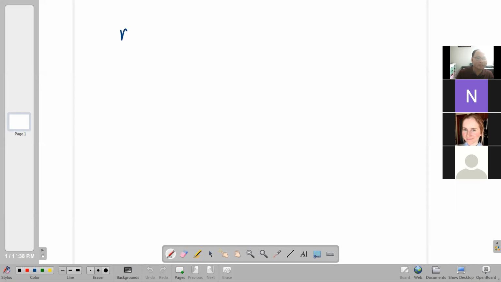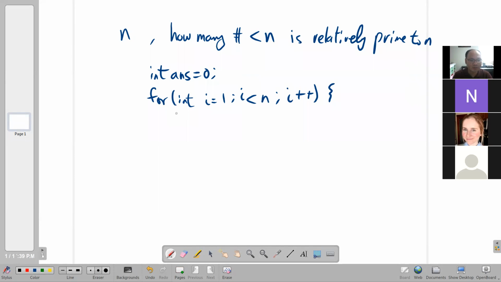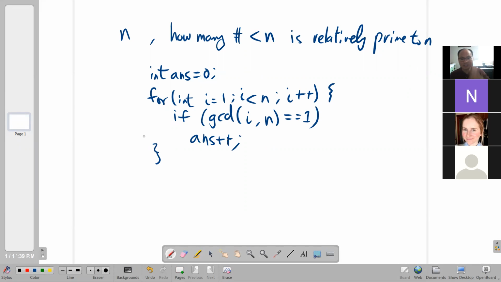Okay, so now you might ask, what about this problem? The problem says, given n, how many numbers less than n are relatively prime to n? Here's a simple way of doing it. For int i equal to 1, i less than n, i plus plus. You don't have to check n because it's guaranteed to not be relatively prime with itself. Then if GCD of i and n equals 1, answer plus plus. Right? This will do it.